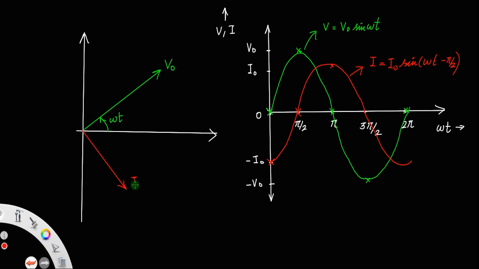So this represents the peak value of current. Clearly this angle will be pi by 2. That is, current is behind the voltage. See, this is the forward motion. So if voltage is here, current lags behind the voltage, which means current is behind the voltage. Clear?